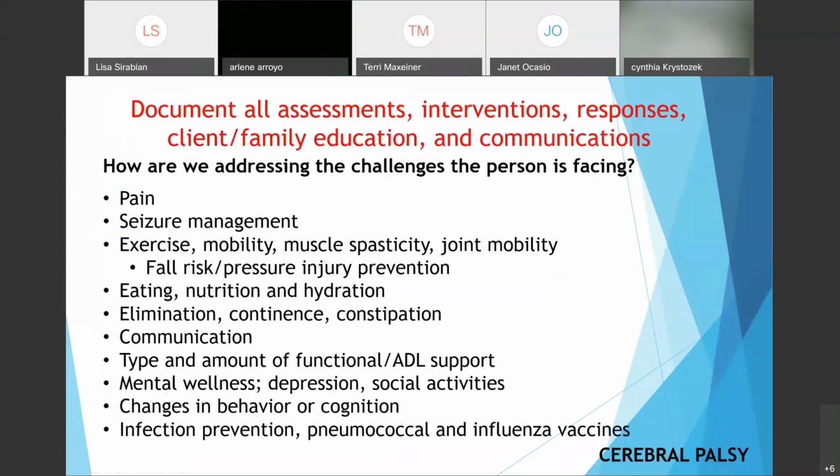All right, so our final slide here where we're reminding you about the documentation for all of these things, thinking through how are we addressing the individual challenge this person is having, what are the pain issues, how are we resolving that? Exercise, mobility, and so on. Nutrition, hydration, elimination, communication, type and amount of functional support, mental wellness, changes in behavior and cognition, and infection prevention.